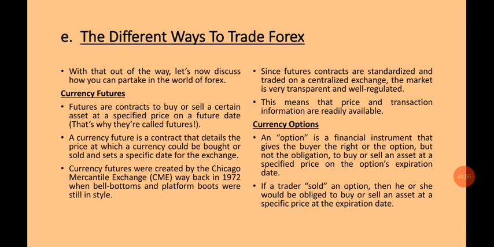Currency options. An option is a fundamental instrument that gives the buyer the right, or option, but not the obligation, to buy or sell an asset at a specific price on the option's expiration date. If a trader sold an option, then he or she will be obliged to buy or sell an asset at a specific price at the expiration date.